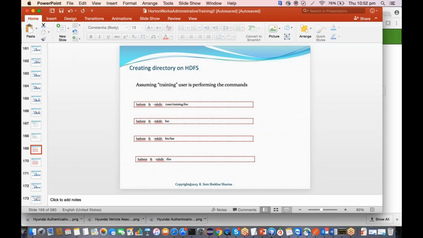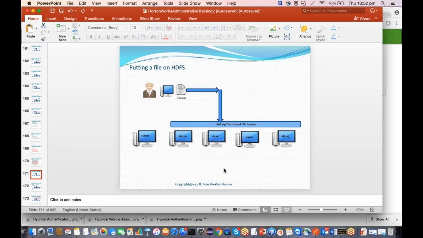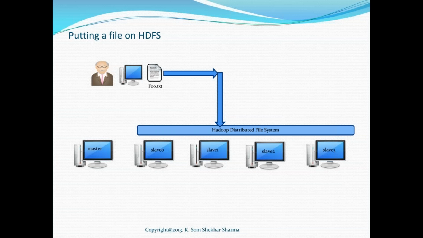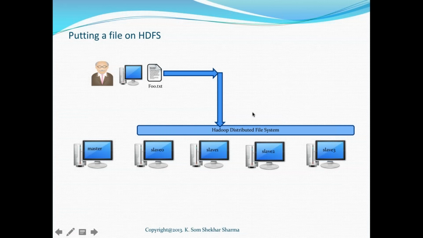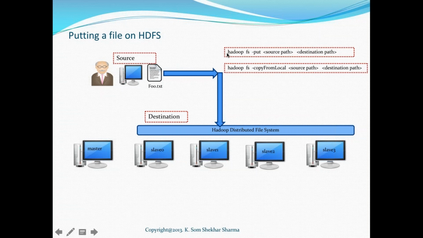Okay, so here you are creating it. I have just shown you how to get the directory. I will go to the put command, putting a file onto HDFS. If you want to put a file from your local file system to the HDFS, you will use a put command or copyFromLocal. So the source is the local file system and the destination is the HDFS. The command you will say is hadoop fs -put, your source, which is your local file system, wherever, and the destination would be the HDFS.